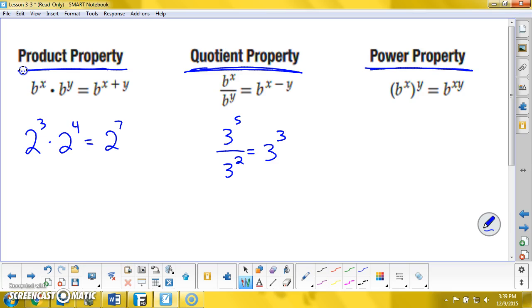And then the power property tells you when you should multiply your exponents. If you had 4 to the second to the third, that's when you'd multiply your exponents and get 4 to the sixth. So just like we have three properties of exponents, we also have three properties of logarithms because they're very much related.